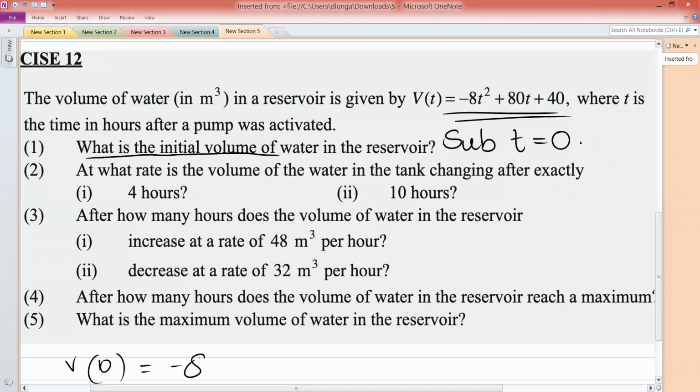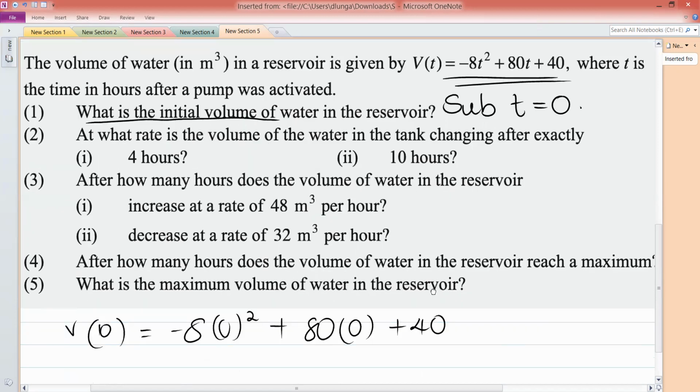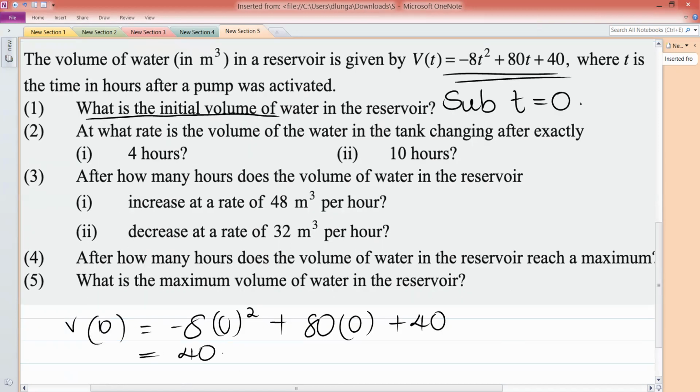So -8 times 0 squared plus 80 times 0 plus your 40. So the volume is 40 meters cubed when time is 0. Okay, so that would be the answer to the first question.